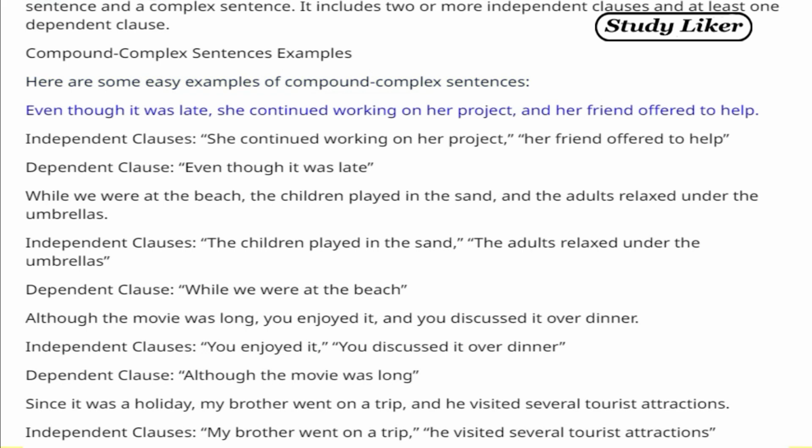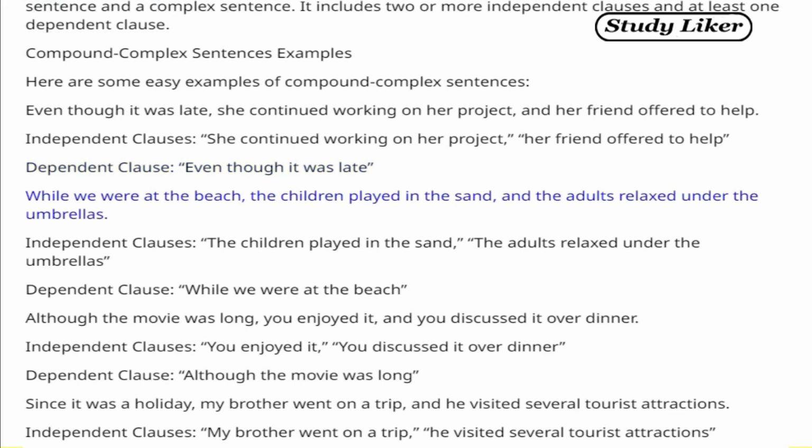Even though it was late, she continued working on her project, and her friend offered to help. Independent clauses: she continued working on her project; her friend offered to help. Dependent clause: even though it was late.